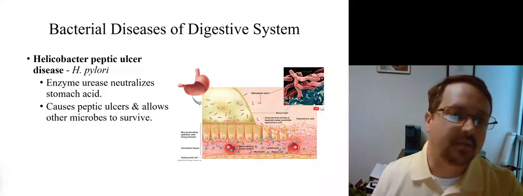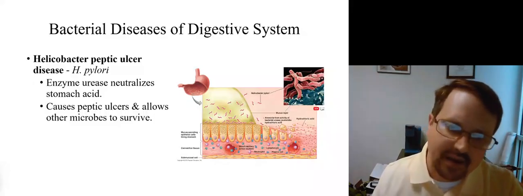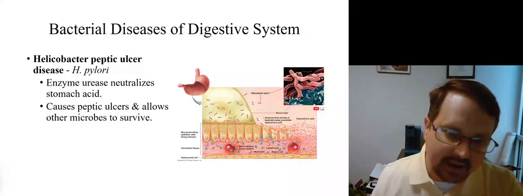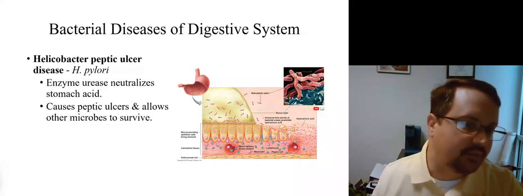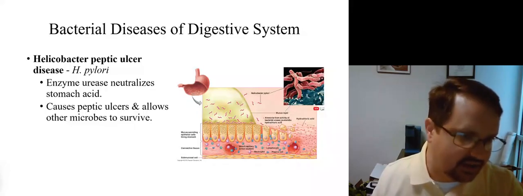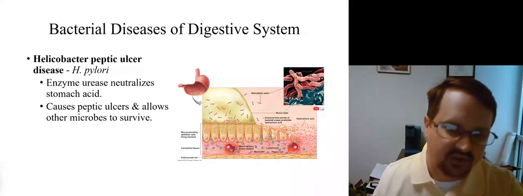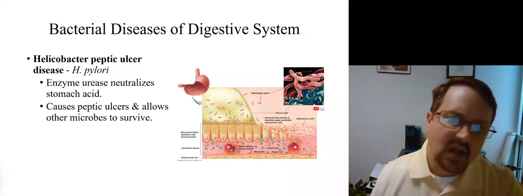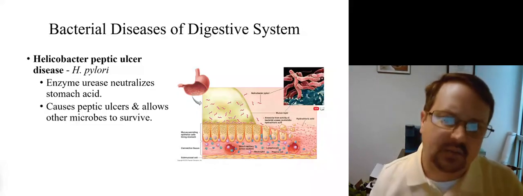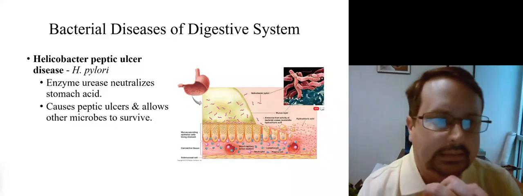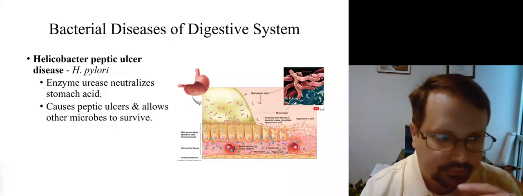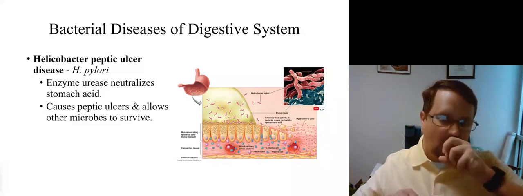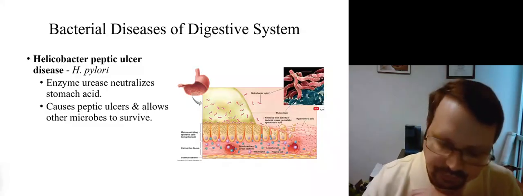The bacterial diseases continue with H. pylori, Helicobacter pylori ulcers. This is our ulcers. What basically happens is Helicobacter pylori gets in and starts infecting. Its urease neutralizes stomach acid, which allows them to survive, and it starts to damage the intestinal lining. But they actually proved that Helicobacter pylori caused ulcers when a guy swallowed a culture of it and got ulcers.